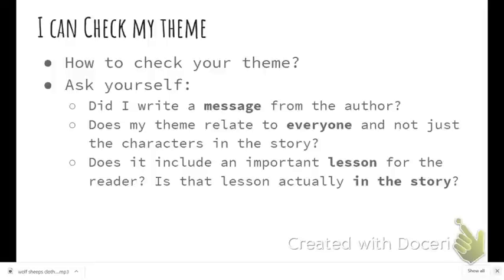And does it include an important lesson for the reader that's in the story? Yes, I think those mice learning that lesson is really in the story. They really do learn. It's easy to make that plan. That mouse said it, but it's hard to carry out the plan, and no one actually wanted to do it.